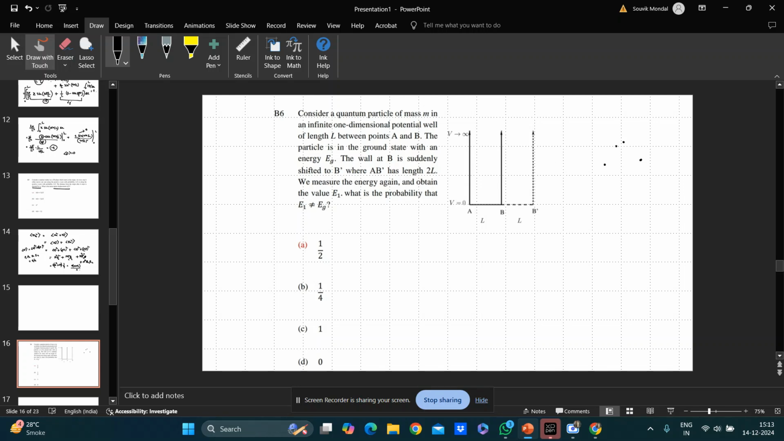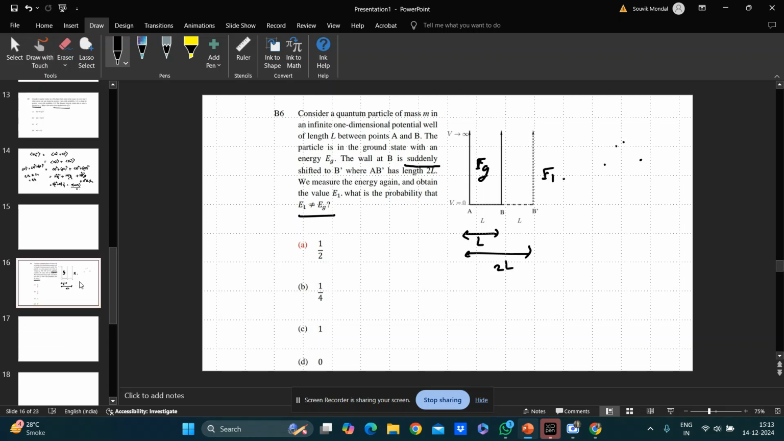So pause the video and read the question first. So first, it is in this form. The length is L, and you know the energy value, and they said that suddenly, let me point out the word, yes, they told that suddenly it will move to 2L. Okay, so what will be the probability that E1 is not equal to EG? EG is for this configuration and E1 is for the 2L configuration.